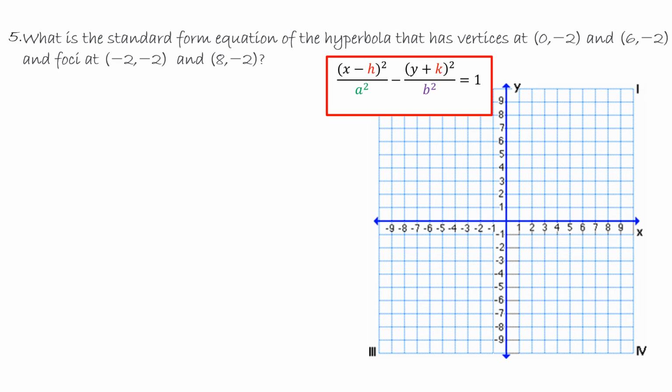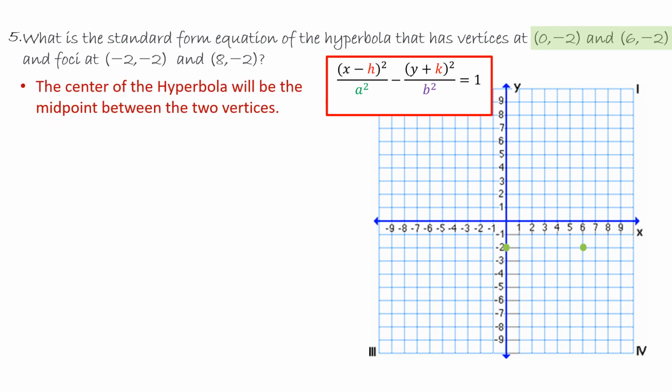Let's look at this problem here. They asked us to write the standard form of the hyperbola. We're given the vertices and we're given the foci. When they ask you to find the equation of a hyperbola or any other conic section, it's very helpful to have a coordinate system. It helps me with the orientation, whether the conic section is vertical or horizontal. So let's put the vertices, and then the foci.